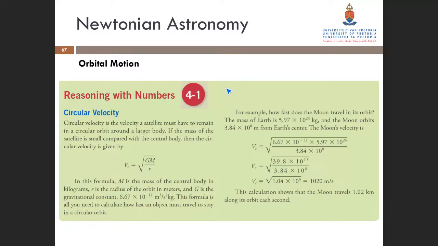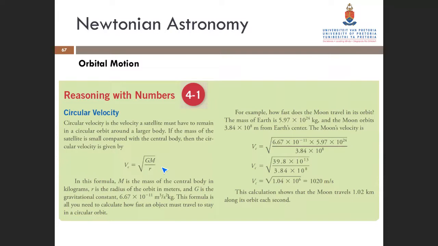So we can actually calculate it. Circular velocity is the velocity a satellite must have to remain in circular orbit around the larger body. If the mass of the satellite is small compared with the central body, then the circular velocity is given by v = √(GM/r), where G is the gravitational constant, M is the mass of the central body in kilograms, and r is the radius of the orbit in meters. This formula is all you need to calculate how fast an object must travel to stay in circular orbit.